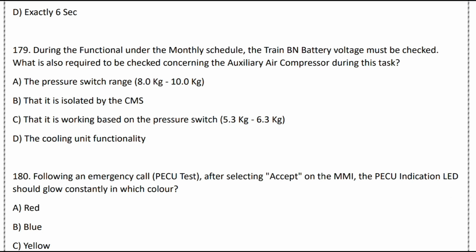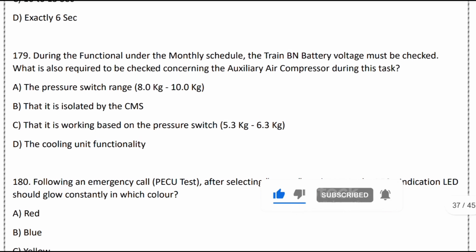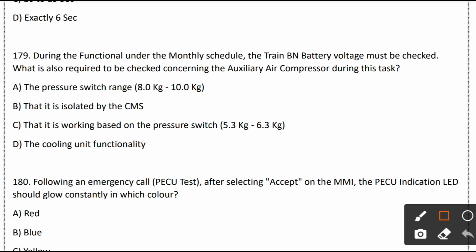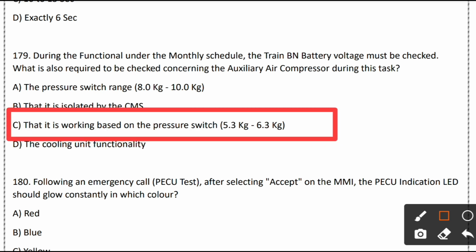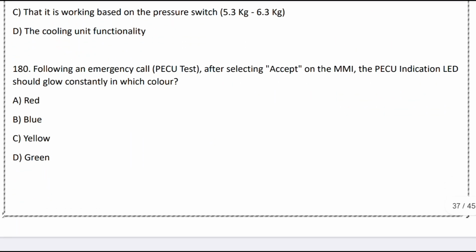179. During the functional test under the monthly schedule, the train battery voltage must be checked. What is also required to be checked concerning the auxiliary air compressor during this task? A. The pressure switch range, B. That it is isolated by the CMAs, C. That it is working based on the pressure switch, D. The cooling unit functionality. The correct answer is C, that it is working based on the pressure switch.